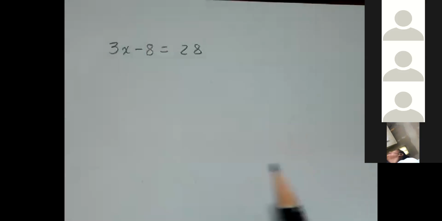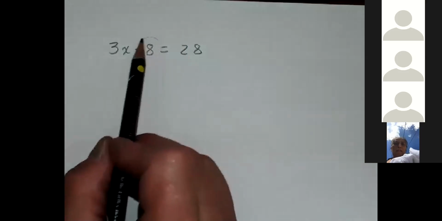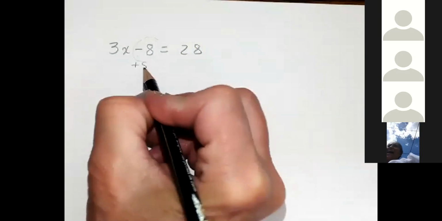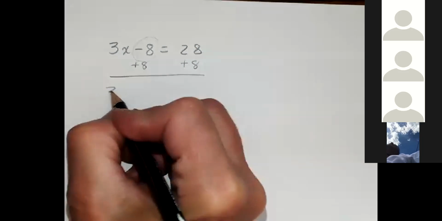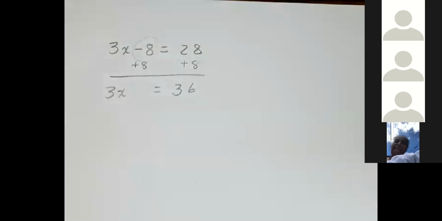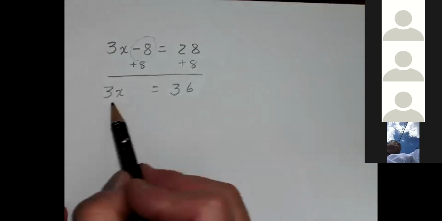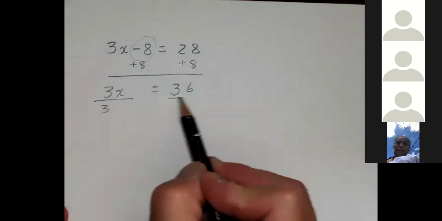Okay. This one has subtraction and multiplication. We're going to want to get rid of the subtraction first. So we're going to add. Oh, that made it much easier. So now all that's left is to divide by 3.